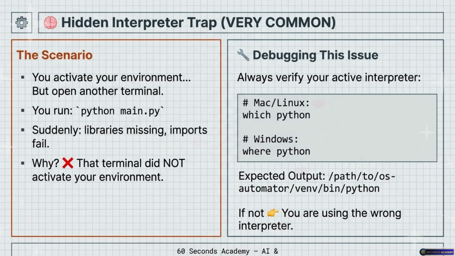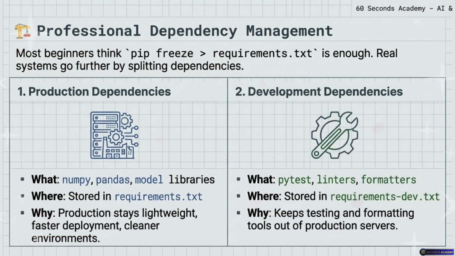You are using the wrong interpreter. Verifying the interpreter path is an absolute lifesaver. Okay, so let's say I have successfully isolated my environment, I avoided the hidden interpreter trap, and I have installed all my libraries into this private bubble. Perfect. How do I actually track what I've installed? Like, if I want to hand this OS Automator project over to a colleague or deploy it to a cloud server, how do I ensure they get the exact same kitchen setup?